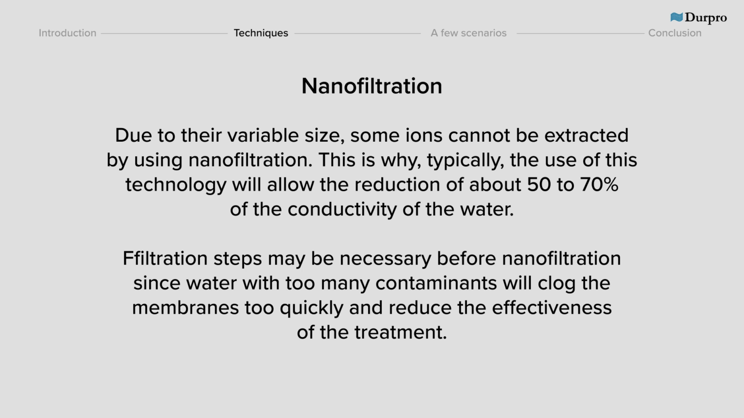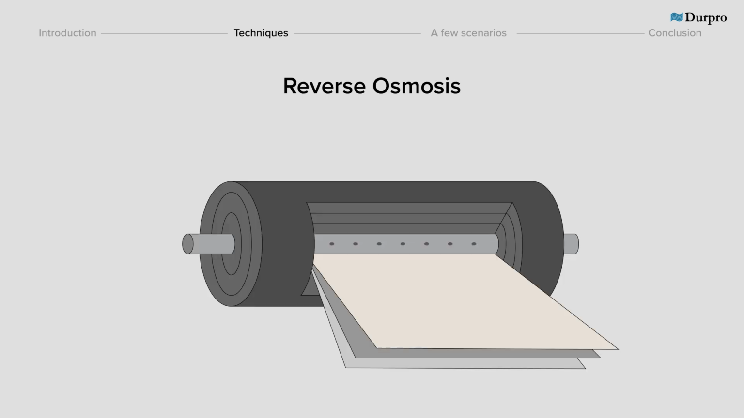This is why typically the use of this technology will allow a reduction of about 50 to 70% of the conductivity of the water. Moreover, depending on the quality of the water you are dealing with, filtration steps may be necessary before nanofiltration since water with too many contaminants will clog the membranes too quickly and reduce the effectiveness of the treatment. Reverse osmosis is probably the most versatile water treatment technology available.